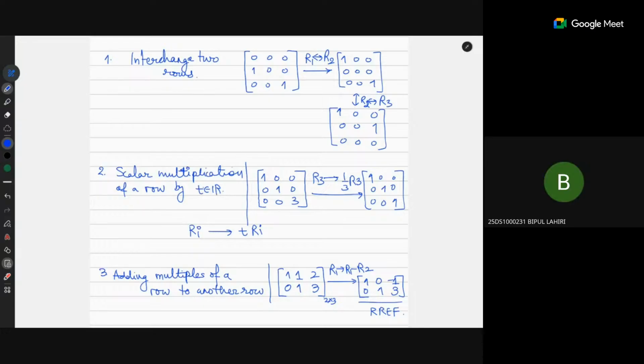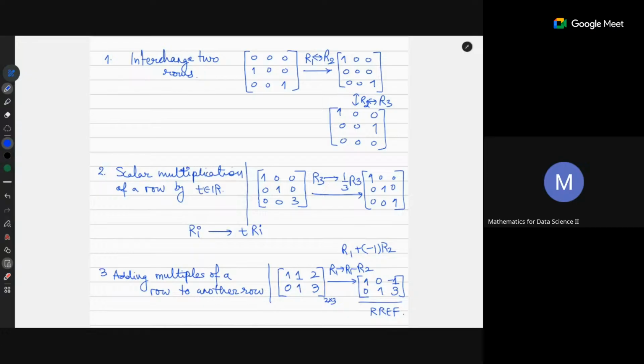Yes, Bipul. Sir, in point number 3, we wrote adding multiples, but we did subtraction, right? So adding multiple, if you take the multiple to be -1. -1 is also a multiple of R2. So you can think of it as R1 plus -1 times R2. But we can subtract as well, right, one row from another, because subtraction is also addition only. Okay. Yeah, that's how we write in mathematics.